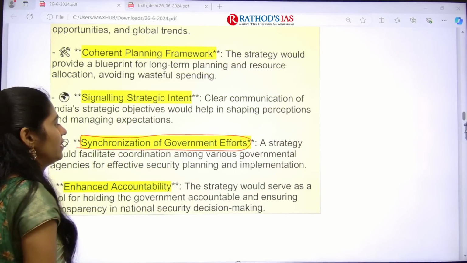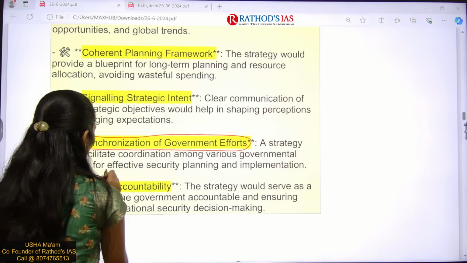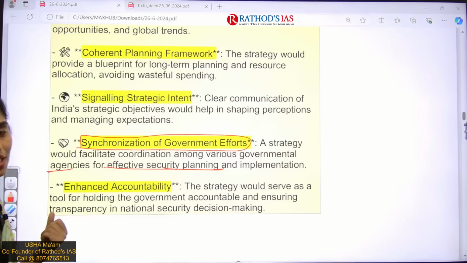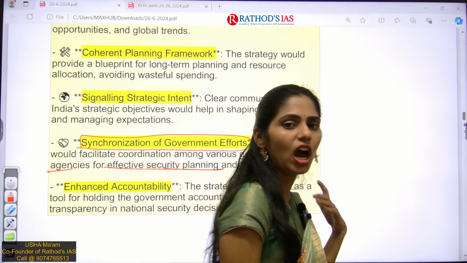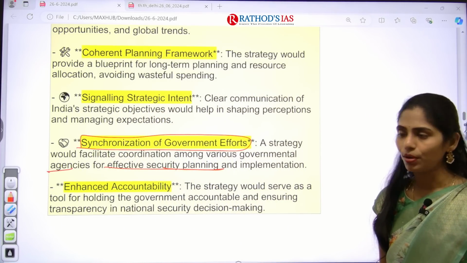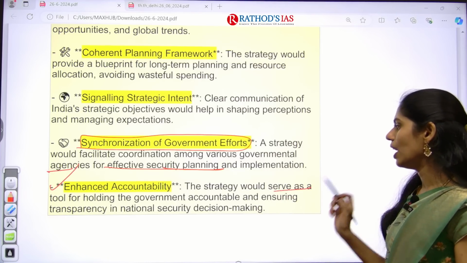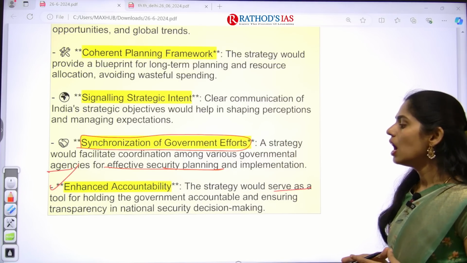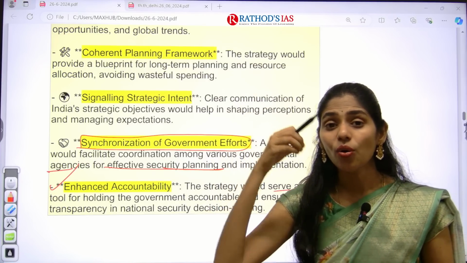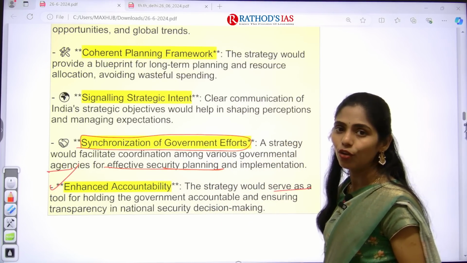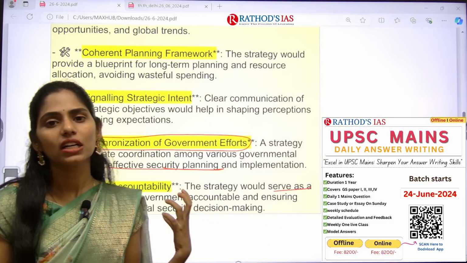The strategy should facilitate coordination among the various governmental agencies, and we have to focus on effective security planning as well as implementation of the planning. That is also a very important component. Not only coming up with a plan is important, but even how we are implementing it also plays a very important role. And next one is, we need to focus on enhanced accountability as well. The strategy would serve as a tool for holding the government accountable, and we have to make the government transparent also in how it is going to take steps and how it is managing national security, decision making, everything. Okay, so whenever there is accountability and transparency, then only we can ensure an effective governance system.